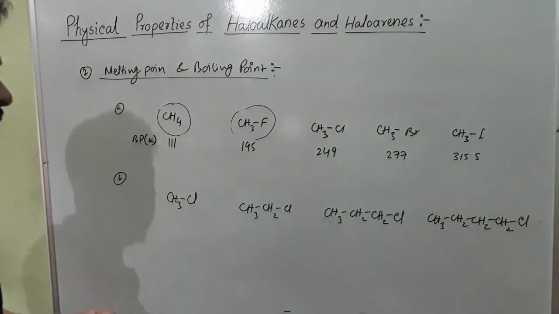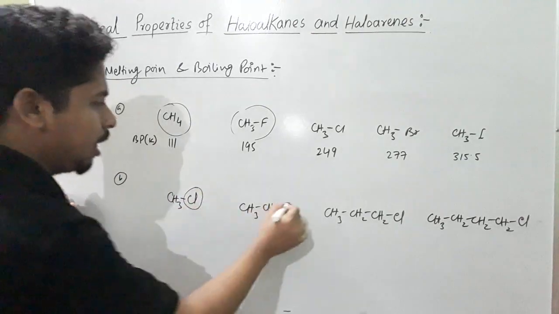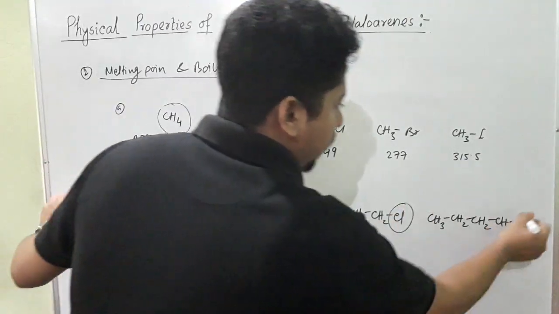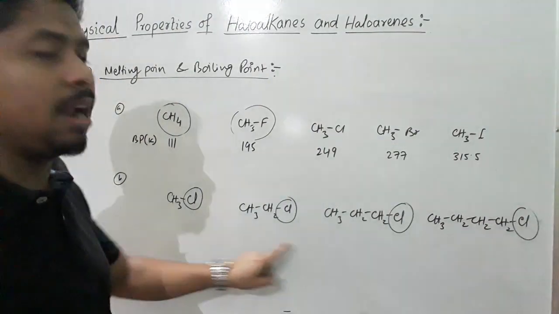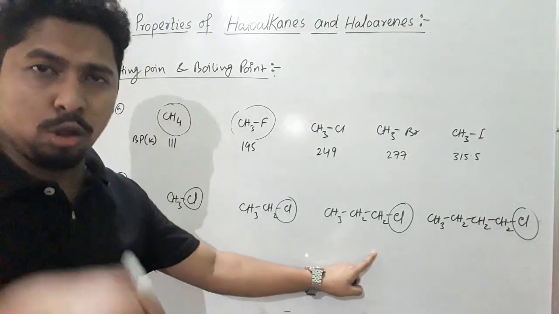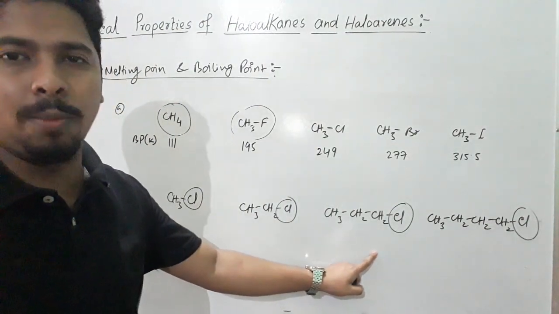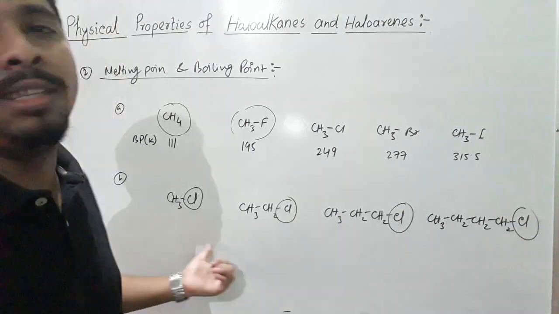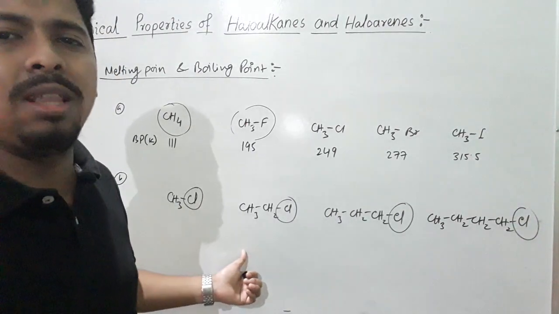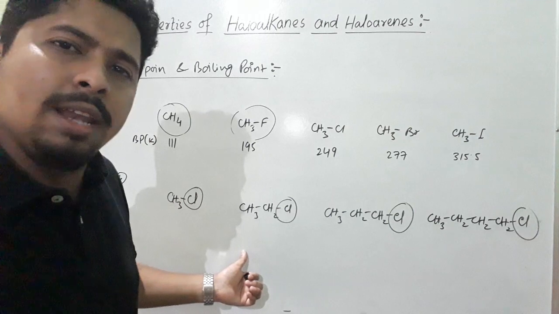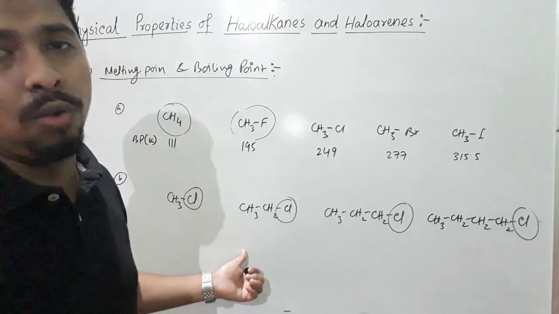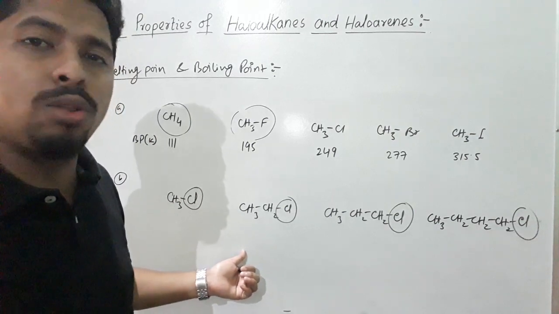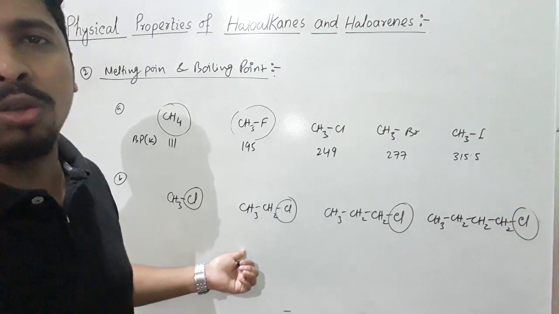Okay. Here you see the halogen atom is the same, but the side chain is increasing. In this case also the boiling point will increase, because the side chain is increasing. Side chain increasing means the molecular mass will increase. And if the molecular mass increases, van der Waals force of attraction will increase. And if van der Waals force of attraction increases, the boiling point will also increase.